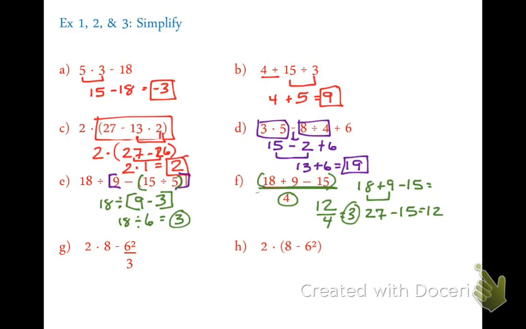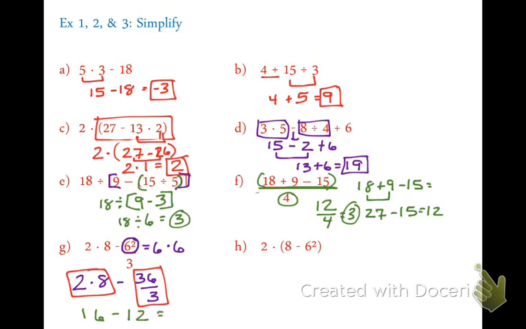Now you have no parentheses, but this time we have an exponent. So we're going to do this exponent first. So you're going to do 2 times 8 minus 6 times 6. That's what this means. 6 times 6 is 36 divided by 3. Order of operations. So you're going to do this first and then this with the minus sign in between. So you have 2 times 8, which is 16, minus 36 divided by 3, which would be 12. And 16 minus 12 is 4.